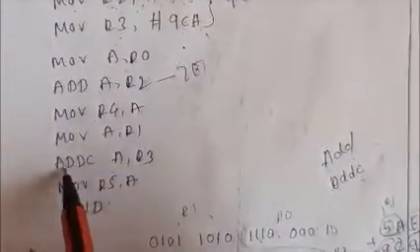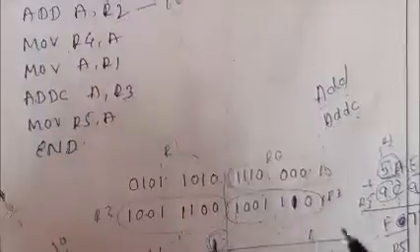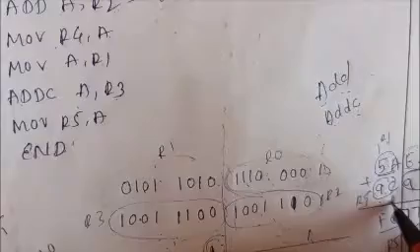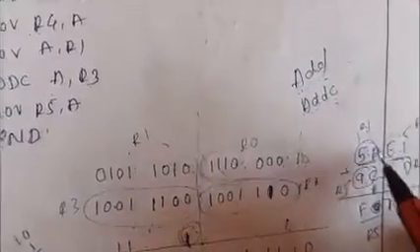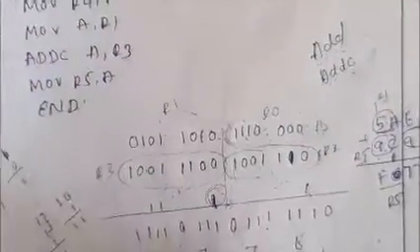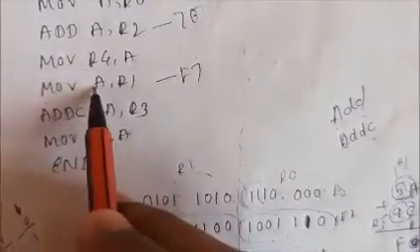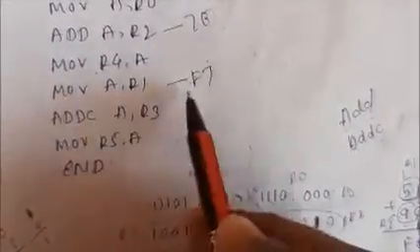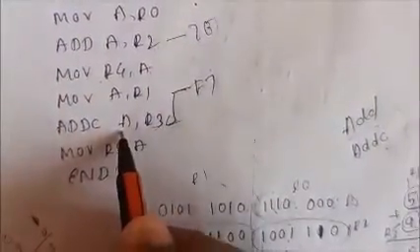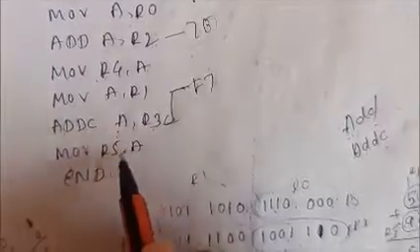Is it clear? After writing this one, it is going to consider 5A plus 9C plus 1 carry from the lower byte. So three numbers it will consider by using the add with carry. Is it clear? So by using this instruction, you will get the result. This is F7. So here you will get F7. So F7 is going to be stored in the accumulator. Similarly, this F7, whatever the content, I am moving to R5.